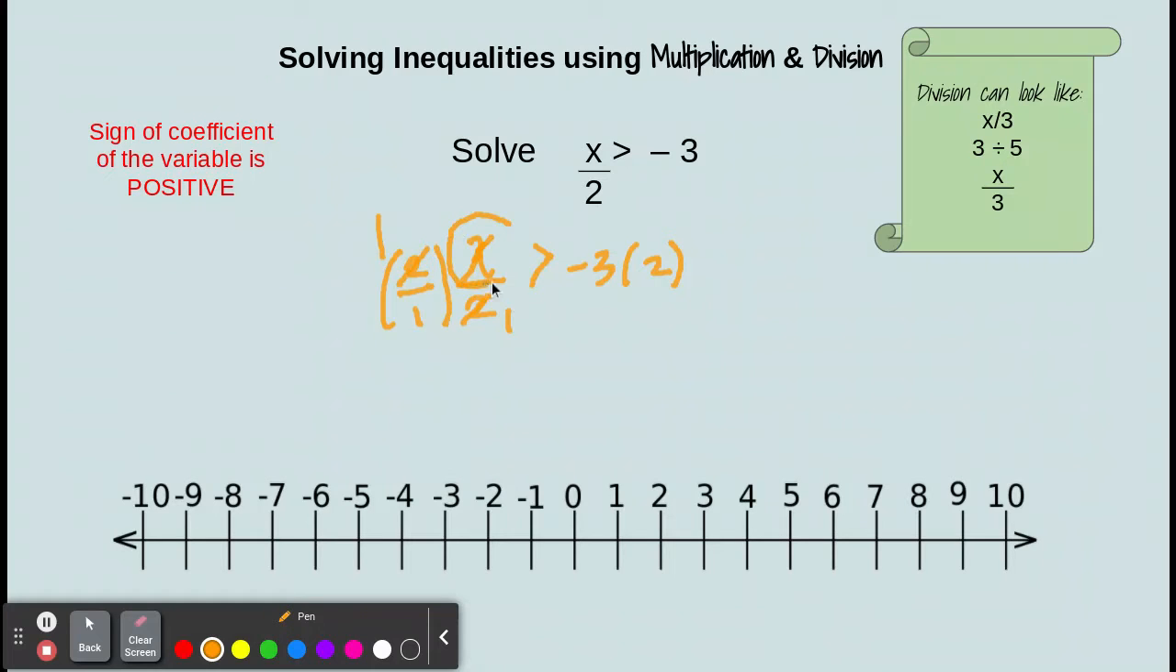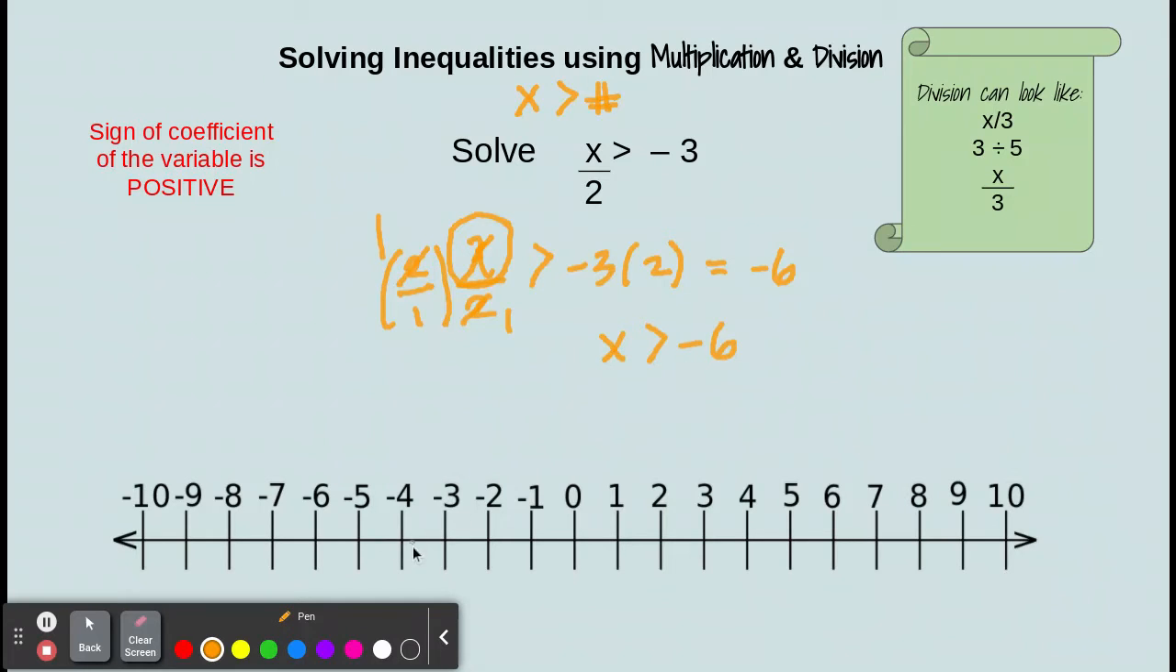So we have isolated our variable because our goal is to get the variable on one side and all the numbers on the other. And what we do to the left, we have to do to the right. So -3 times 2 is a -6. So our solution is x is greater than -6.